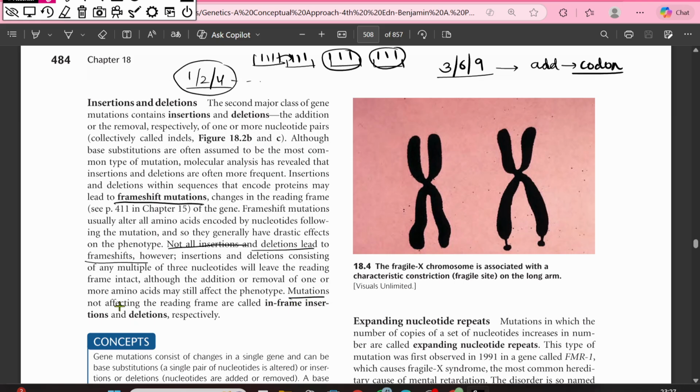And those mutations which do not affect the reading frame are called in-frame insertions or deletions. And these nitrogenous bases which are added, maybe these kind or maybe these kind, they are collectively called indels. So this may be asked, to define what are indels. These are those nucleotide pairs which are inserted or deleted, which may cause the frame shift mutation or may cause the in-frame insertions or deletions.